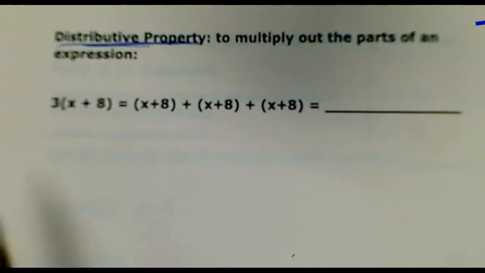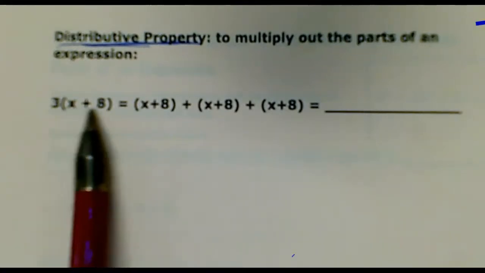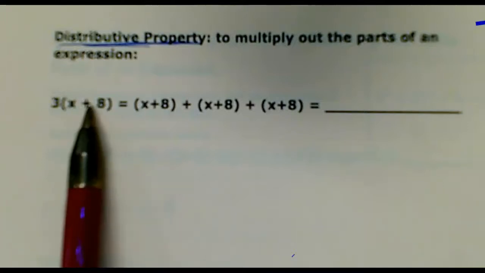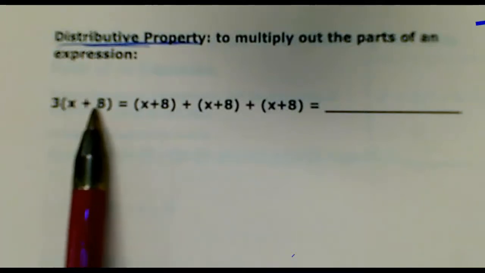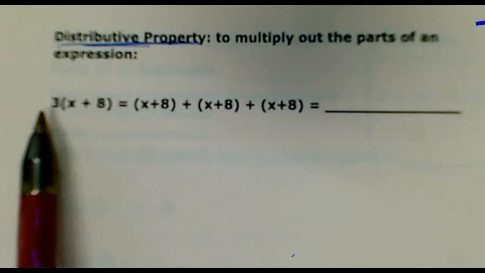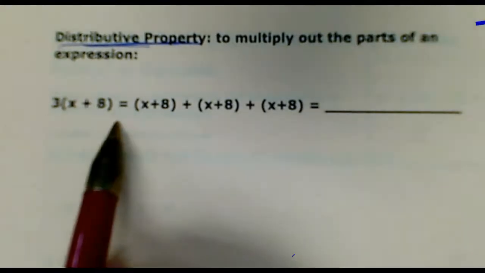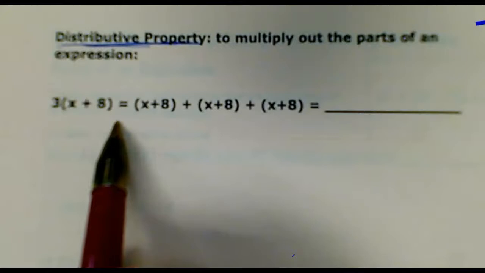The distributive property is when you have a number out in front of an adding or subtracting expression. X plus 8 is an expression with 2 terms, and I have the 3 out in front of it. Now, between the 3 and the parentheses, is there any adding or subtracting sign? No. So what that means is the 3 is multiplied by the parentheses.